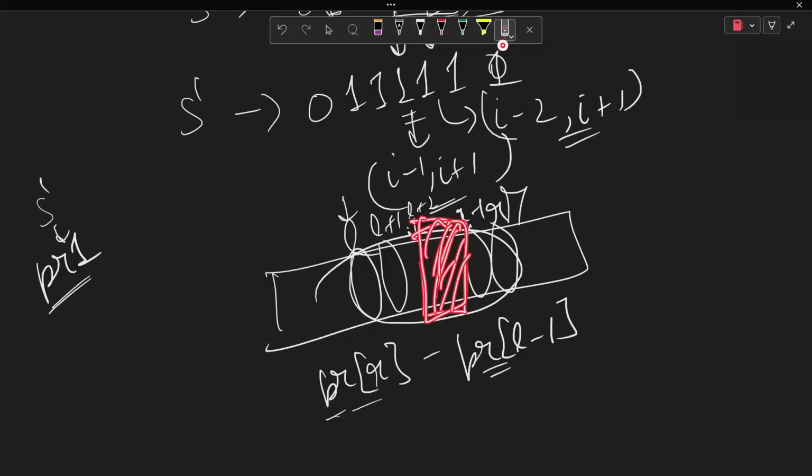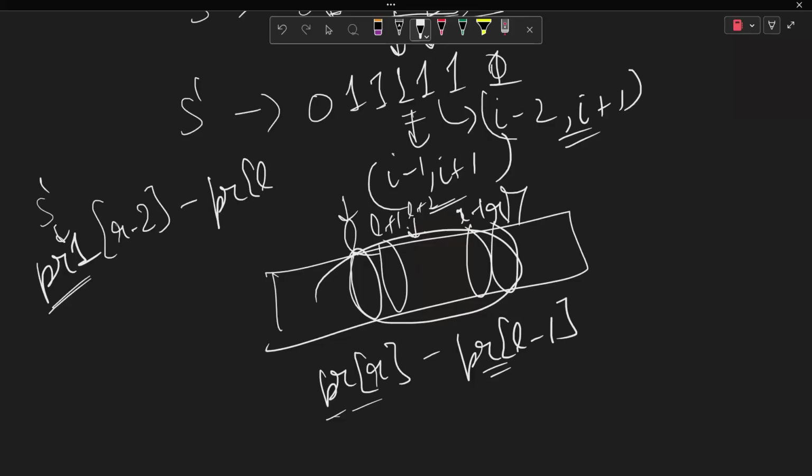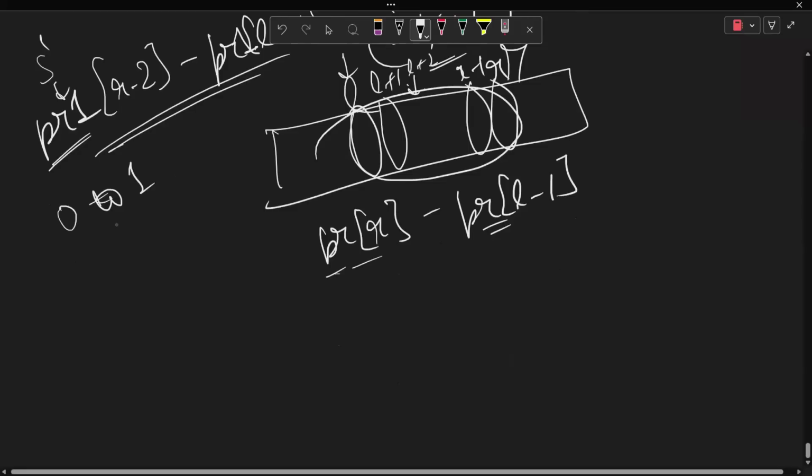So in this, we would just add up the prefix 1 from R minus 2 to L plus 2. So L plus 1 if we subtract. So this would be for prefix 1. And what does prefix 1 store? Prefix 1 stores the sum of those conversions from 0 to 1 from S to S dash. That's what prefix 1 stores. It stores the conversions from 0 to 1. How many conversions are there?